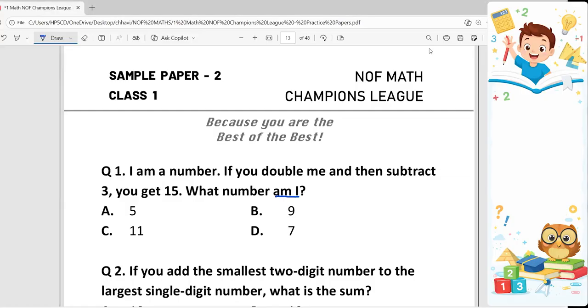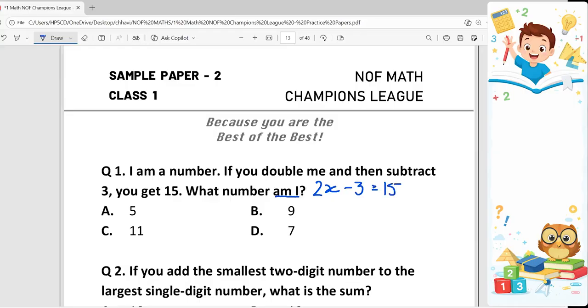So let's say the number is x. Now they are saying you have to double me. So double the number will be 2x. And then subtract 3. So from this we have to minus 3. You will get 15. So our answer should come 15.